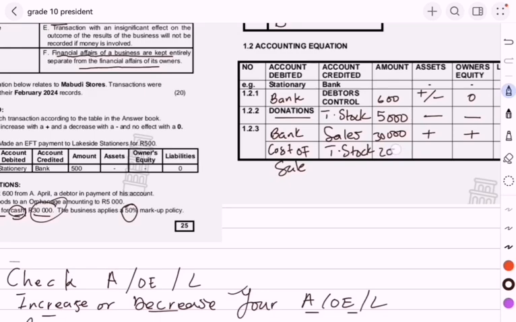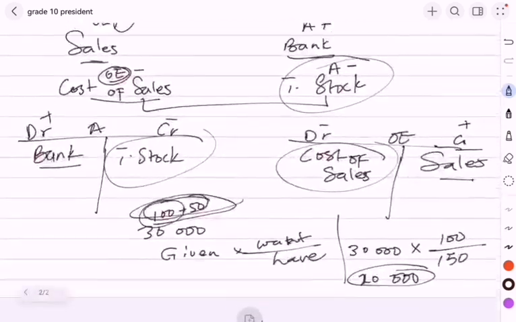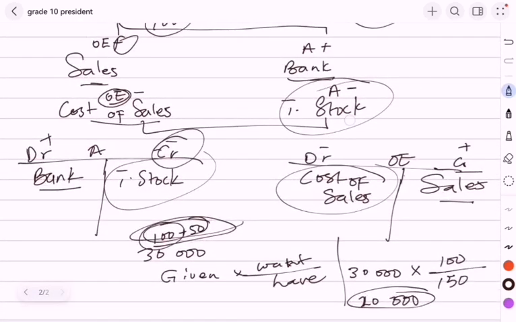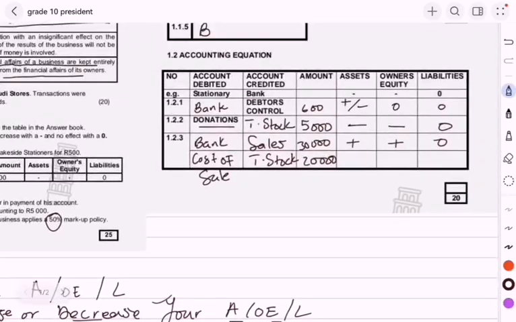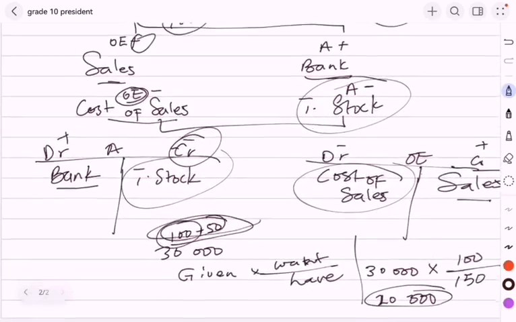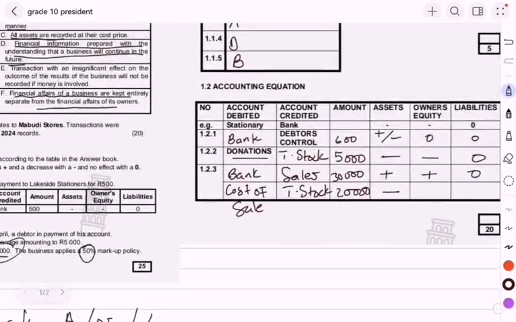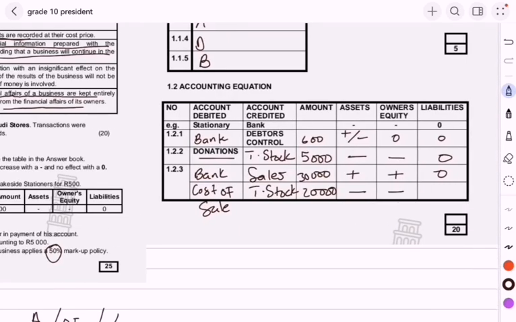And the amount we just calculated, that is 20,000, right? And then when it comes to an asset, don't forget you're losing the stock, right? So hence on asset it's going to be a minus. Then cost of sales, I said it affects the owner's equity in a negative way. Hence via the owner's equity, it's going to be a minus. What about your liabilities? Zero, because it's not going to be affected.